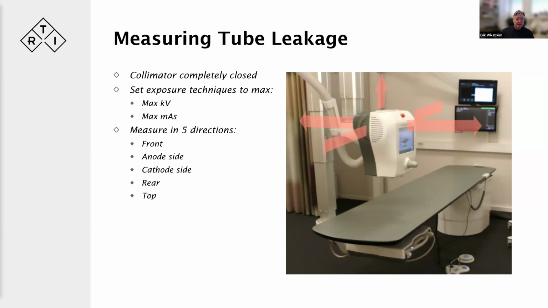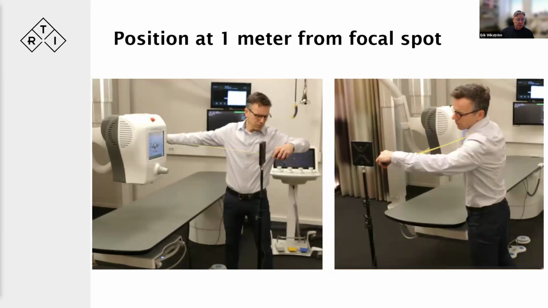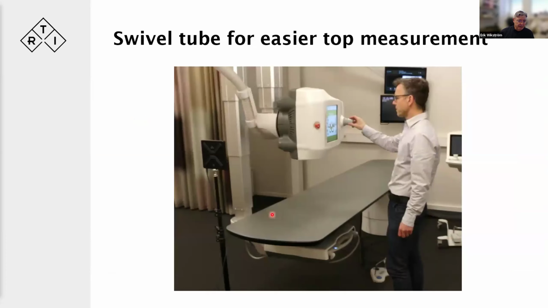And sometimes that is a bit of a challenge. There could be an issue with space, finding enough space to the side to position the meter. Here's our probe, the scatter probe, whichever probe you're using, positioned at 1 meter from the focal spot. But that's what we need to try to achieve. Measuring from the top may be a bit tricky, but in many cases you can swivel the tube so that you can measure the leakage out of the top of the X-ray tube.